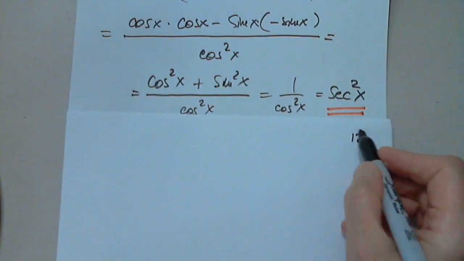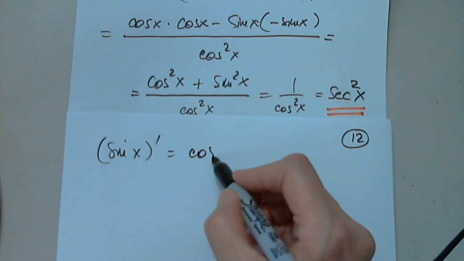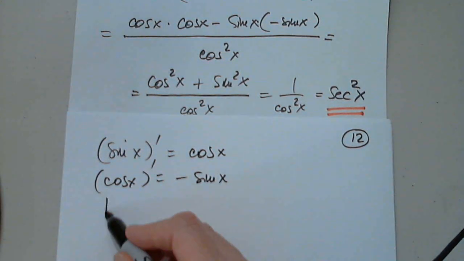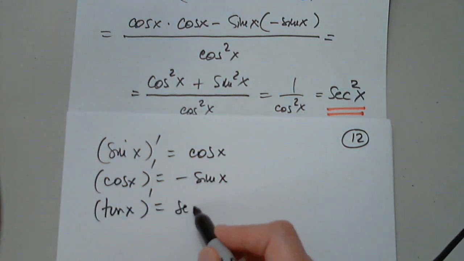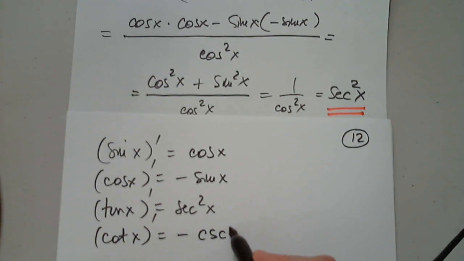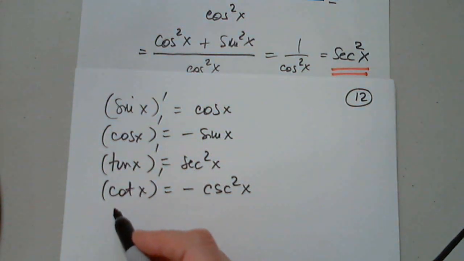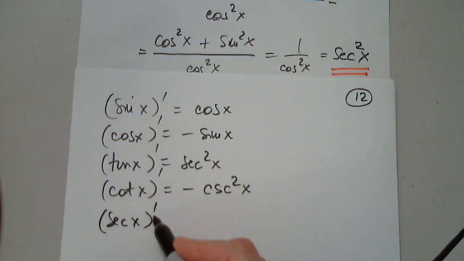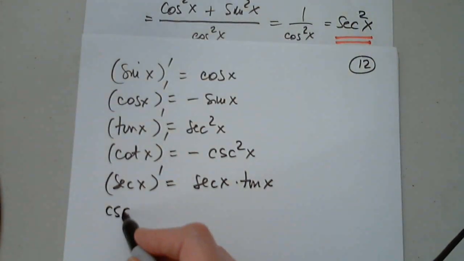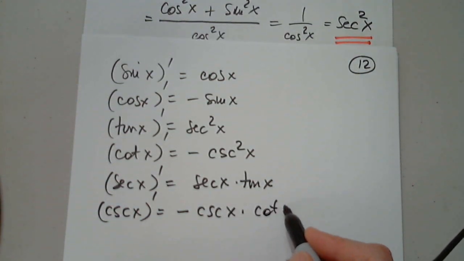I'm on page 12. So sine x prime equals cosine x. Cosine x prime equals negative sine x. Tangent x prime equals secant squared x. Cotangent x prime equals negative cosecant squared x. Secant squared, cosecant squared, with minus. So now secant prime is secant times tangent. And cosecant prime is negative cosecant cotangent.